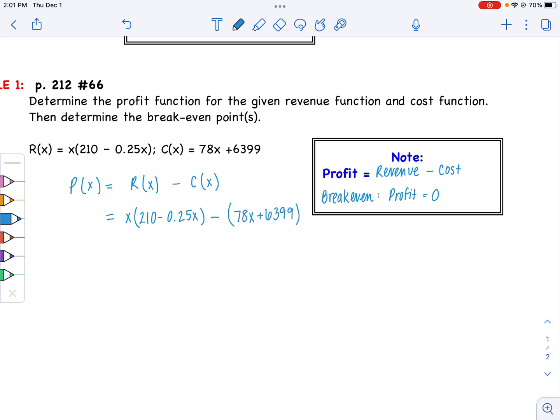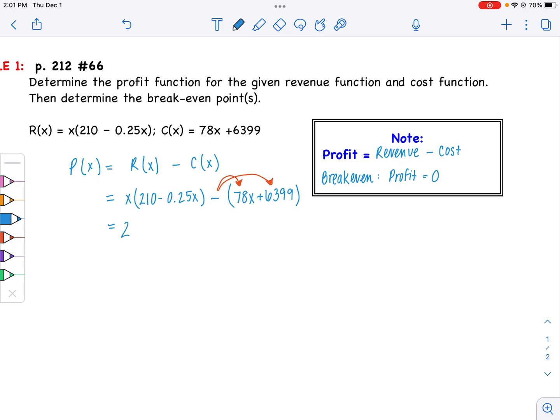6,399. Notice I put parentheses here because the biggest mistake students make is they forget to distribute. So I'm going to go ahead and put that in red, really make sure we understand that idea. I am subtracting the entire cost function. At the same time, I can really distribute these x's too, right? They're right next to each other. So I'll have 210x minus 0.25. This becomes x squared now when I multiply x. Subtract 78x and then subtract 6,399.